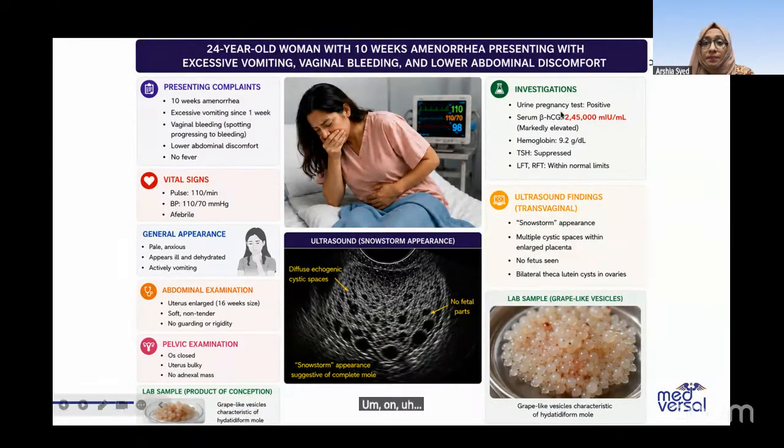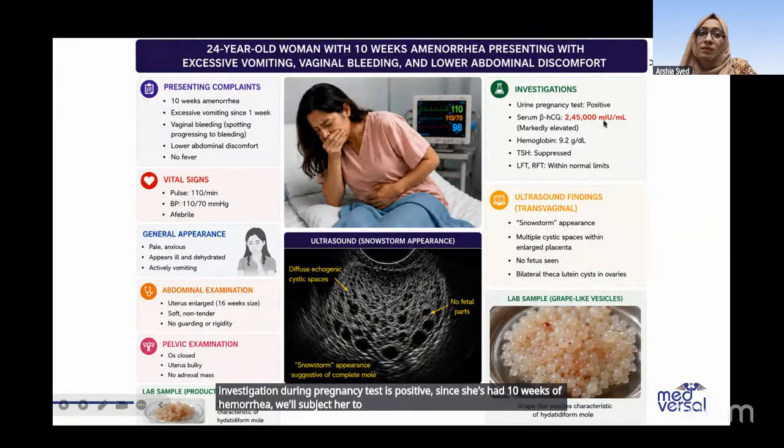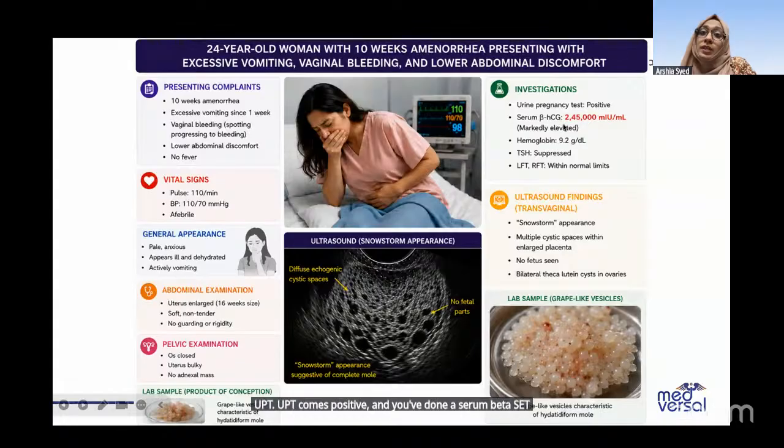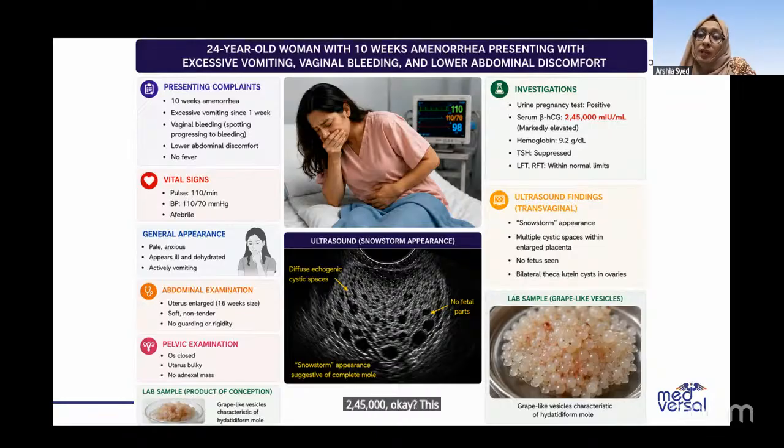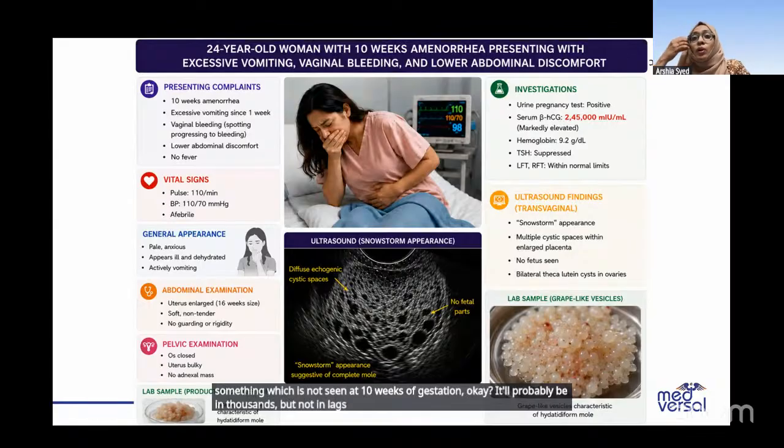On investigation, urine pregnancy test is positive. Since she's had 10 weeks of amenorrhea, we'll subject her to UPT. UPT is positive, and you've done a serum beta HCG level. It is markedly elevated at 2,45,000. This high level of beta HCG is not seen at 10 weeks of gestation. It'll probably be in thousands, but not in lakhs. But a beta HCG level in lakhs is alarming.